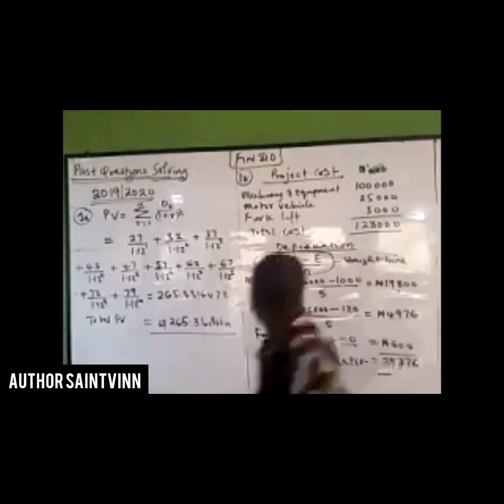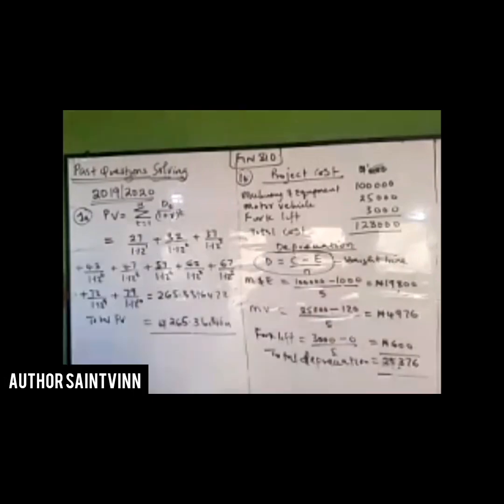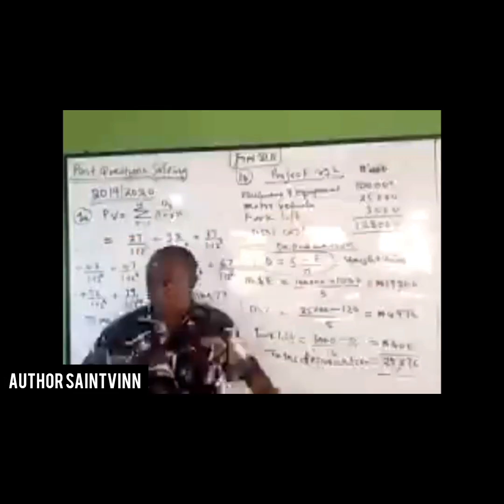Okay. Is it clear? Which one is not clear? One or two? One A or one B? One B. Okay. You saw project cost. All those assets that they bought. Somebody wants to start a business. They will buy assets, and that asset is the project cost.